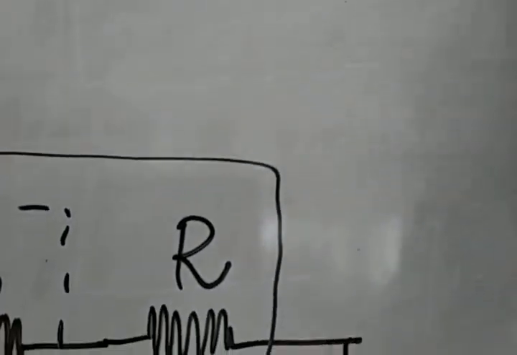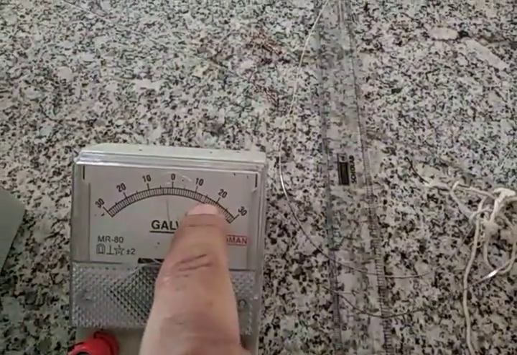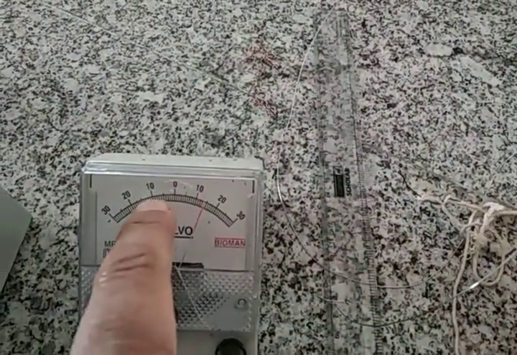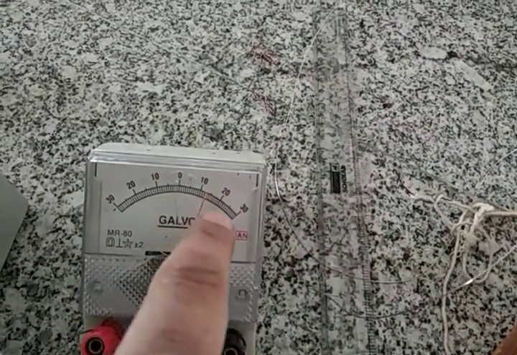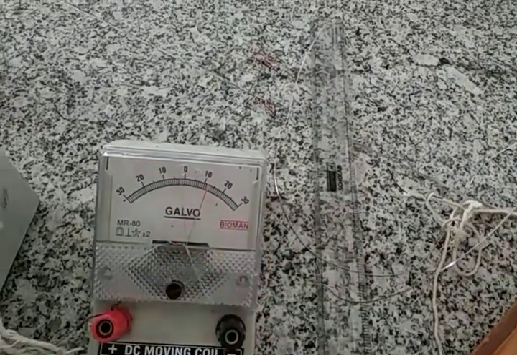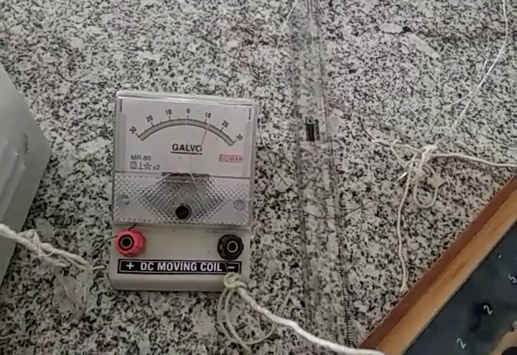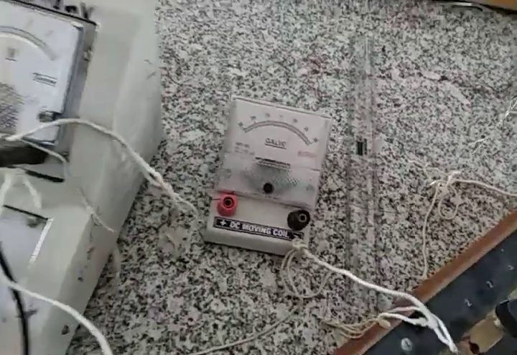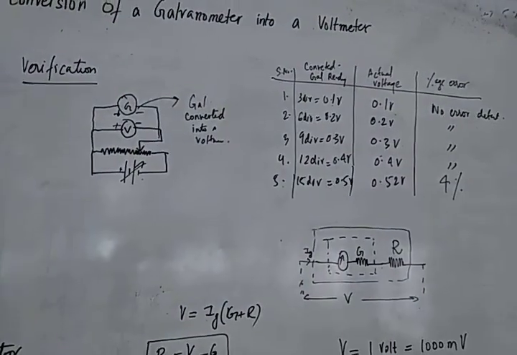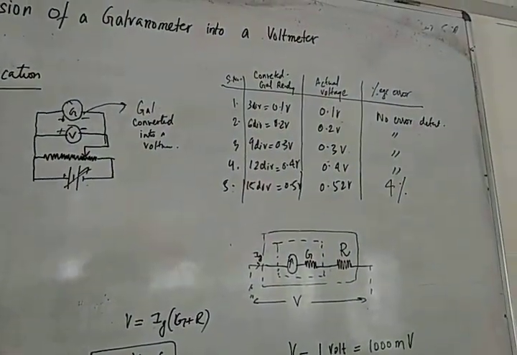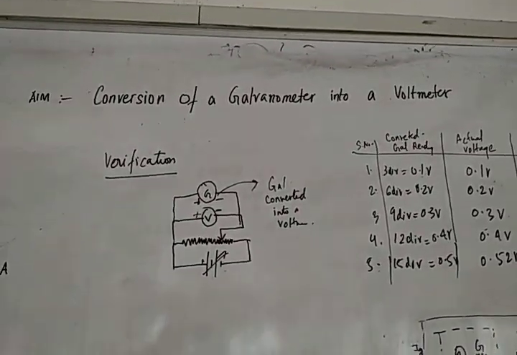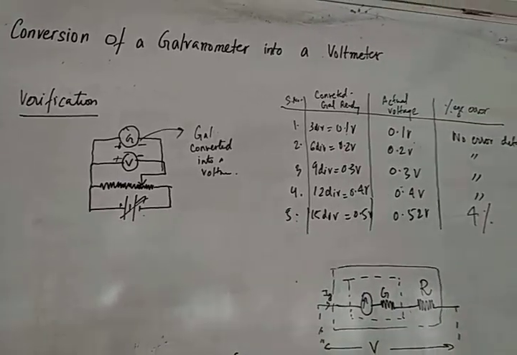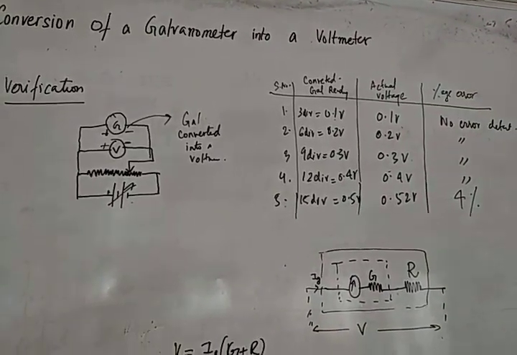So clearly up to 15 divisions we have almost no error in detecting the voltage. But as we go beyond 15 divisions to 30 divisions, the error accumulates, and there would be some error. This is fine, we got a very good reading, and you can copy this in your notebook. Okay, thank you.